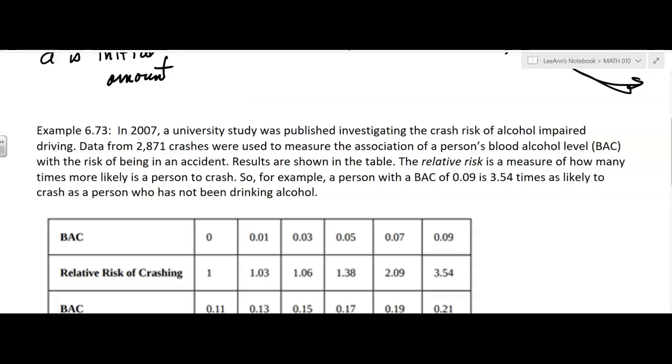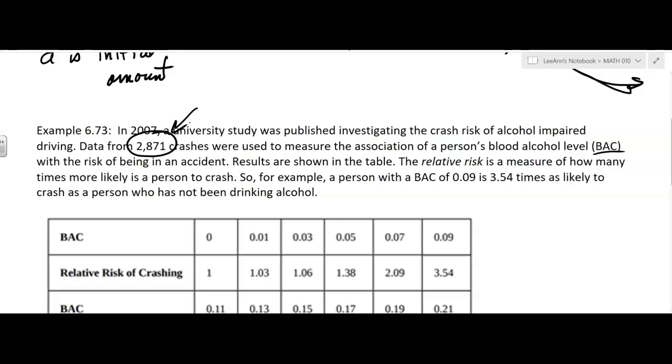So it says, in 2007, a university study was published investigating the crash risk of alcohol-impaired driving. Data from 2,871 crashes were used to measure the association of a person's blood alcohol level, BAC, with the risk of being in an accident. Now that's a lot of data. You're looking at almost 3,000 crashes, almost 3,000 ordered pairs to graph. But that's what we want to do to get accurate models.